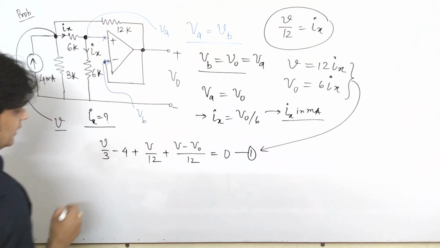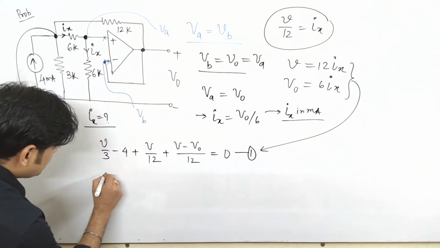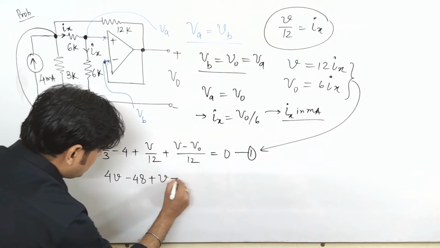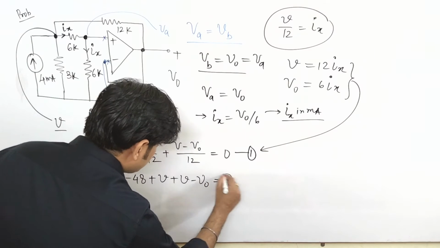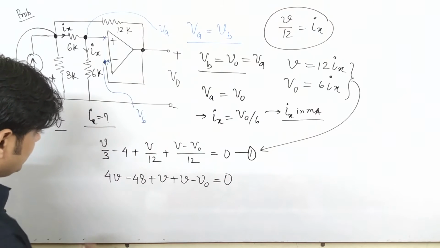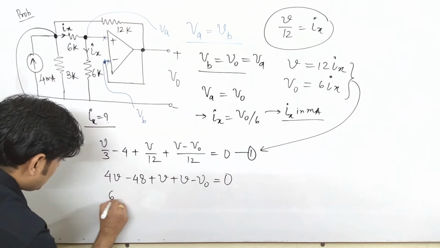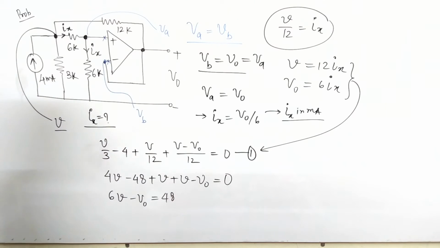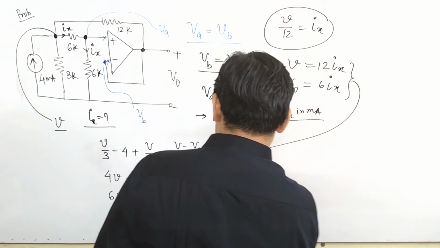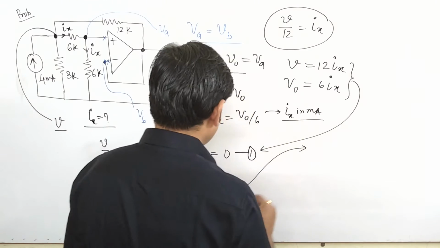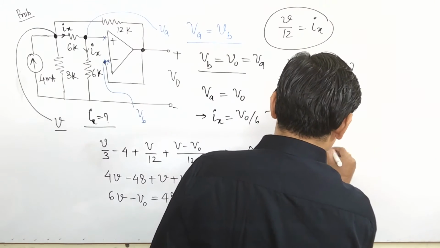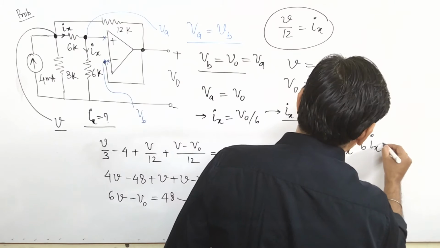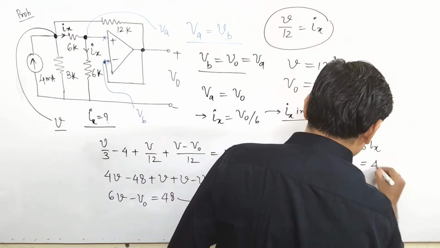So for finding out the answer, just multiply by 12, so that comes to be how much? 4 of V minus 48 plus V minus V naught is 0. So from here you can say that 6 of V minus V naught is equal to 48. Now what is the value of V? It is 6 into 12 Ix minus V naught is 6 Ix, and that is equal to 48.